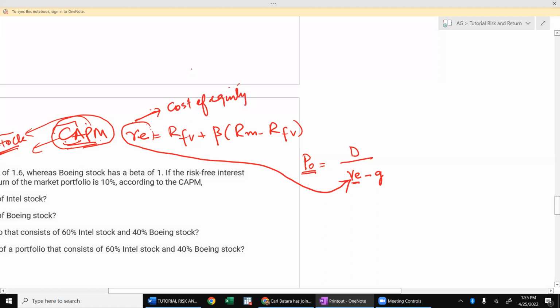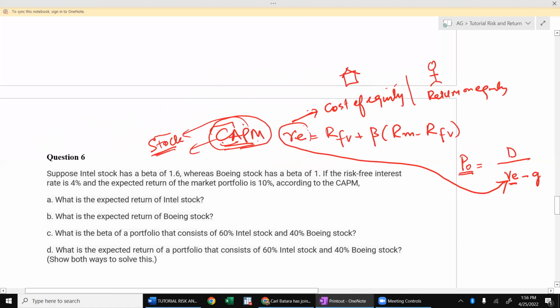Cost of equity, if we are talking from the firm's perspective, but from an investor's perspective, it will be return on equity. So remember, the capital asset pricing model does not directly give you the answer of price. It will give you RE. Using this RE in this formula, you will get the price. That is why we call it the capital asset pricing model.